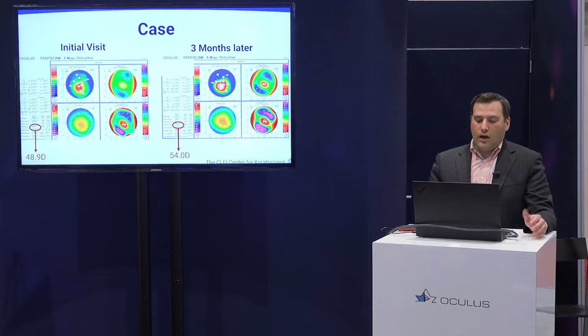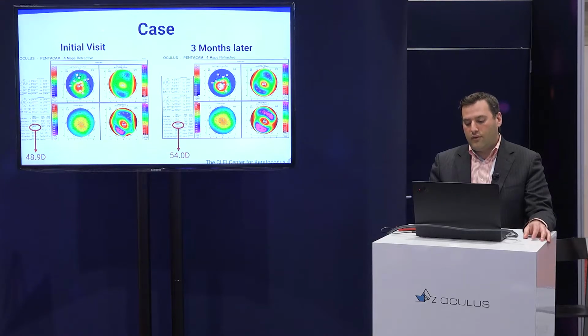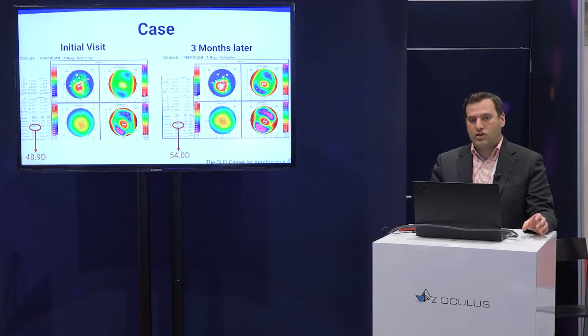But as we'll see in some of the other examples that we're going to look at, Kmax alone still can't be enough of a metric to follow patients for progression. It's still only a snapshot. It's still only 1 point on the cornea.